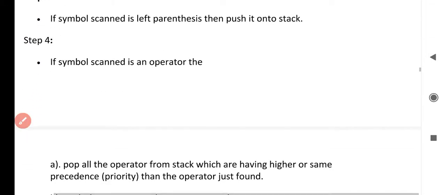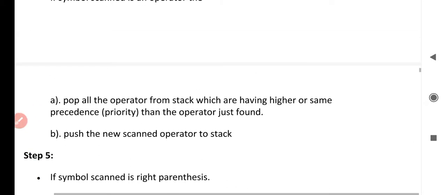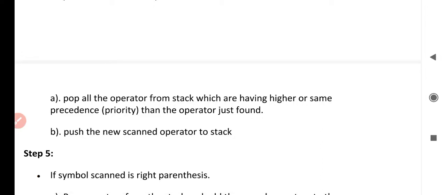If the symbol scanned is an operator, then there are two possibilities. You cannot push the newly scanned operator directly to the stack. Before that, you have to think first. What do you have to think about? You have to think about the precedence of the operator. That means you have to pop all the operators from the stack which have higher or the same precedence than the operator just found, right?